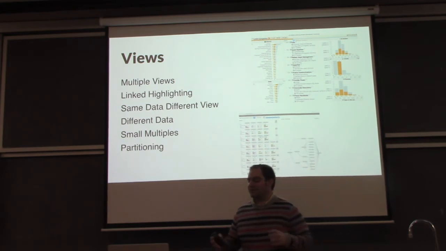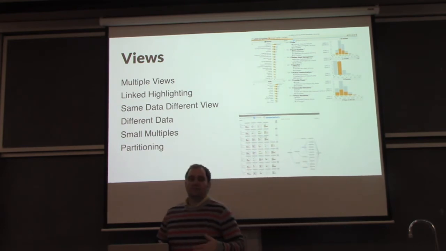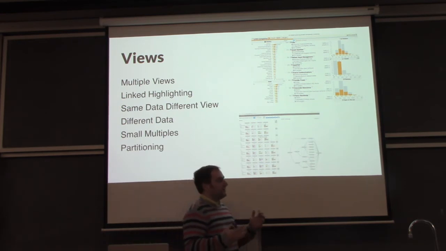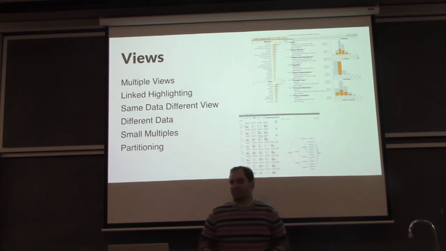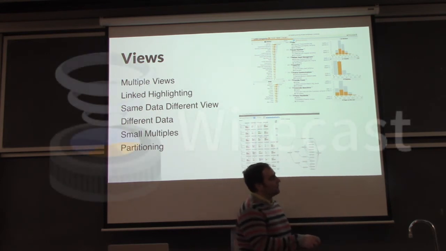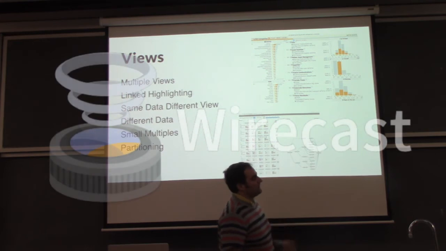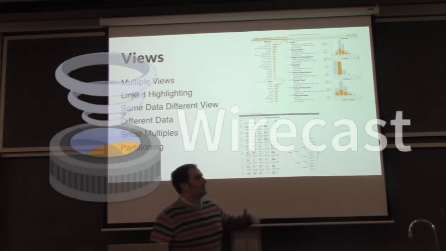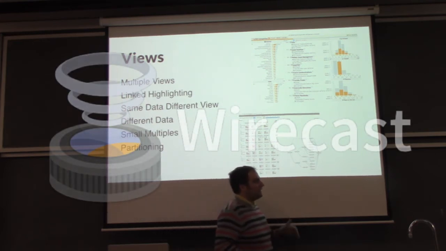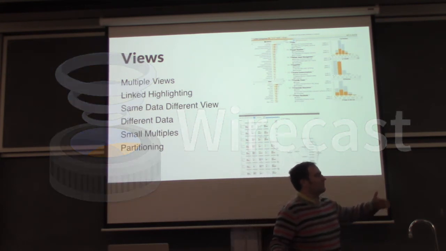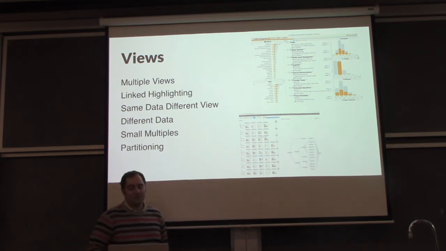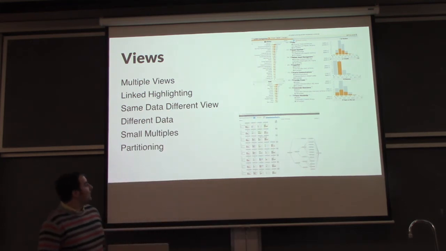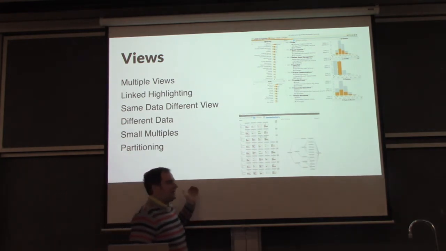So the idea of same data, different views is that we use visual encodings that are suitable or complementary to each other. Or we can show different data in different views. So here in this example, we show one dimension from a table each, but use the same visualization. So here it's different data in same views. These are the two main components of how you can define multiple views. And then you should also definitely look at small multiples and how you can partition data into multiple views.